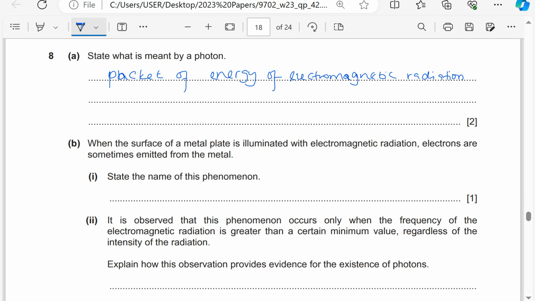When the surface of a metal plate is illuminated with electromagnetic radiation, electrons are sometimes emitted from the metal. State the name of the phenomenon. Of course, this phenomenon is called the photoelectric effect, or photoelectric emission.